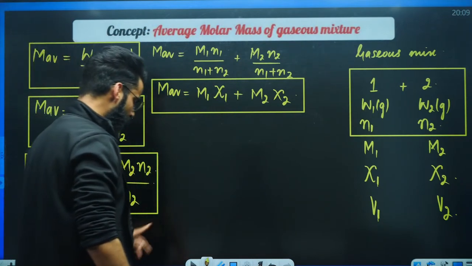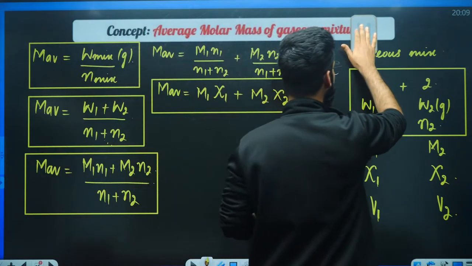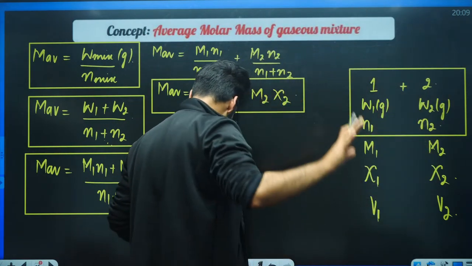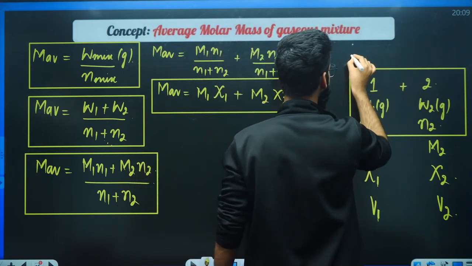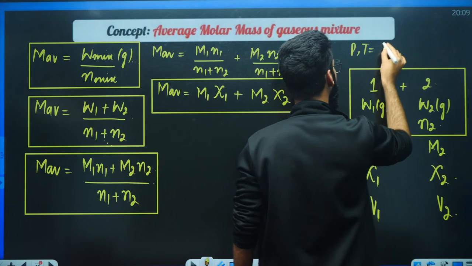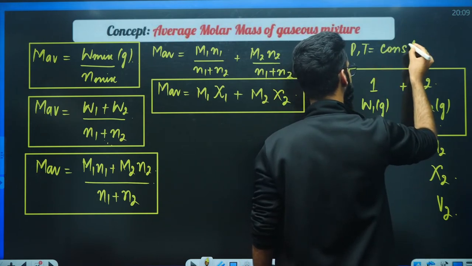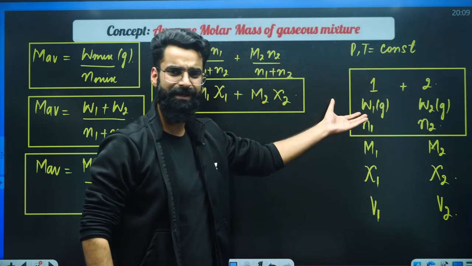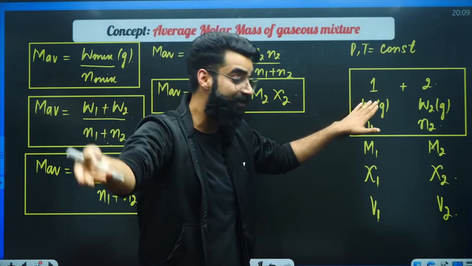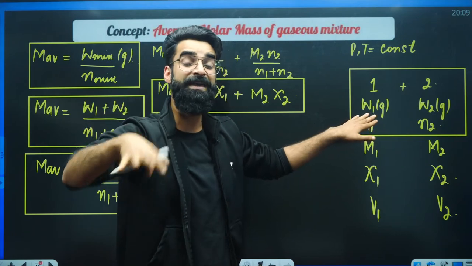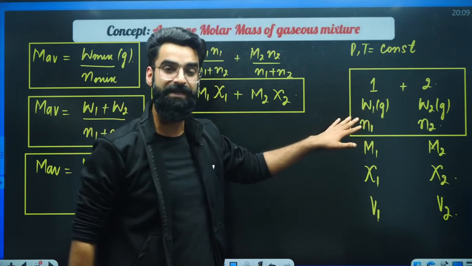Now, dear students, one more thing I'm going to let you know. If, for example, this gaseous mixture was present at constant pressure and temperature. Since we have a gaseous mixture in the container, let's say the pressure of the mixture was fixed, it was not changing with time. Let's say the temperature of the mixture was fixed, it was not changing with time.